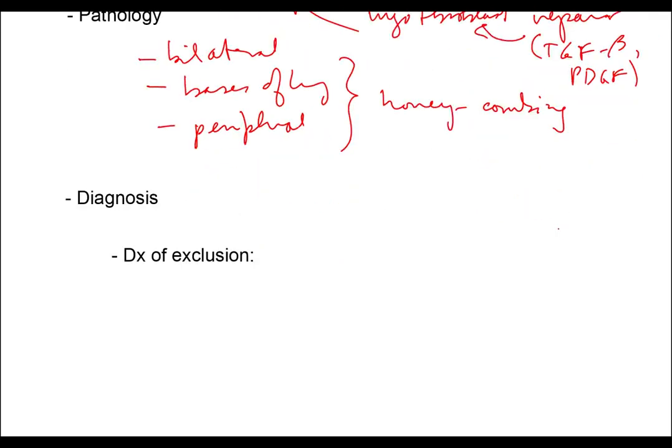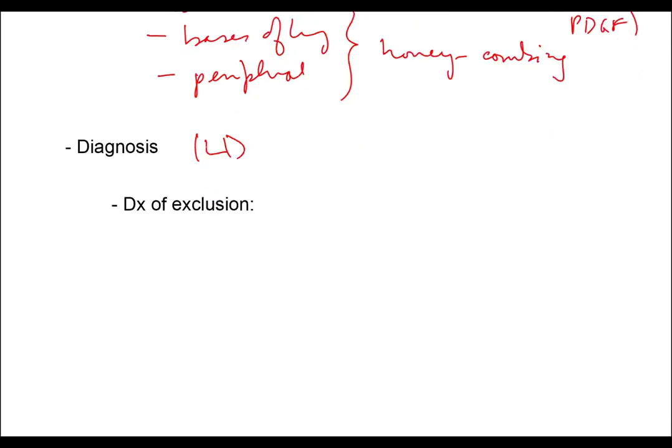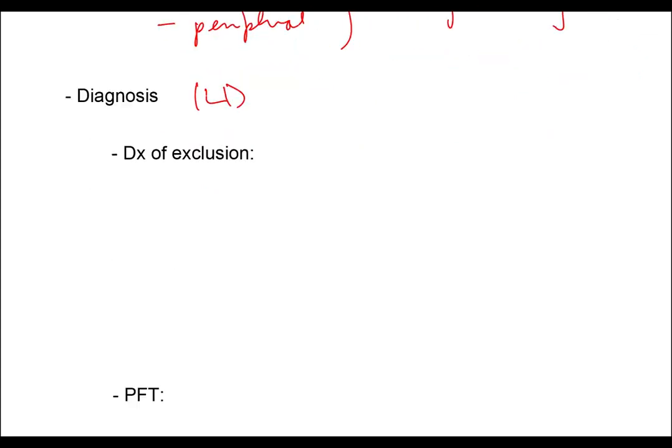Diagnosis, well, it's going to be all the usual things for interstitial lung disease. So the patients are going to present with shortness of breath, a non-productive cough that's gone on chronically, say more than 8 weeks, and on physical exam, you're going to hear the crackles and the clubbing. But remember, this is a diagnosis of exclusion.